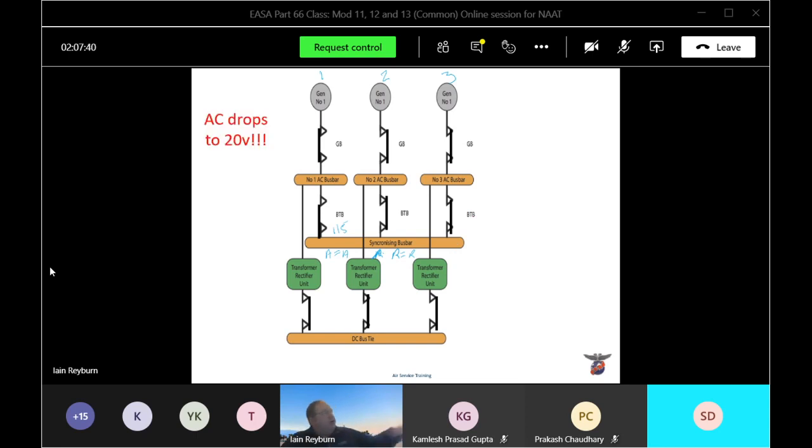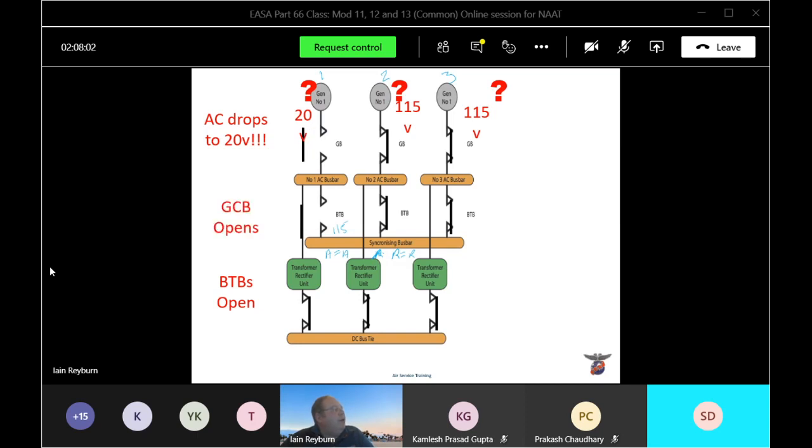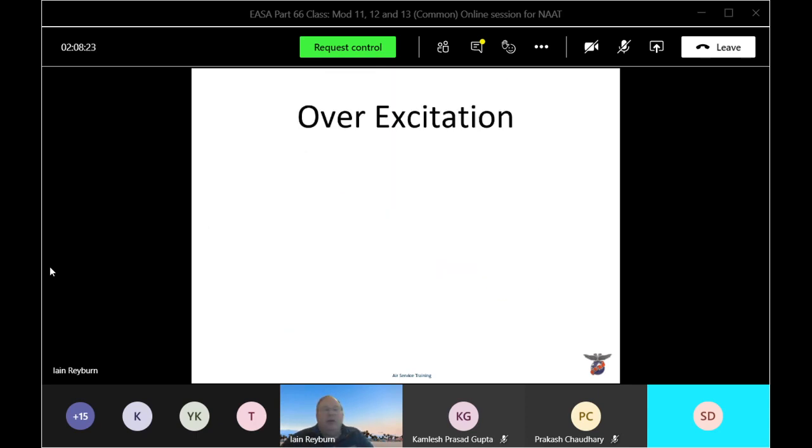Okay, we're just going to give an example here. One of the generators, its output drops to 20 volts. There you go, you can see now it must be the number 1. What we're going to do is open the GCB. Because it's that low, we'll open up the bus tie breaker if we require. So we can still see we're still supplying the loads that are coming off the synchronizing bus bar. So we're going to look at the different faults, okay?